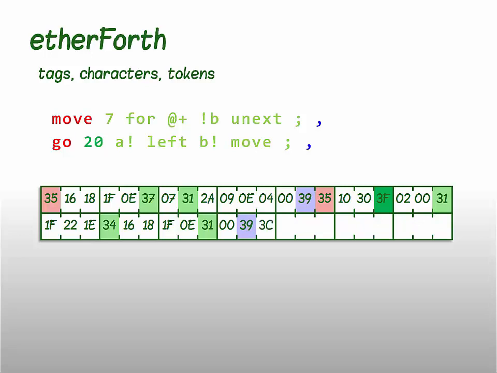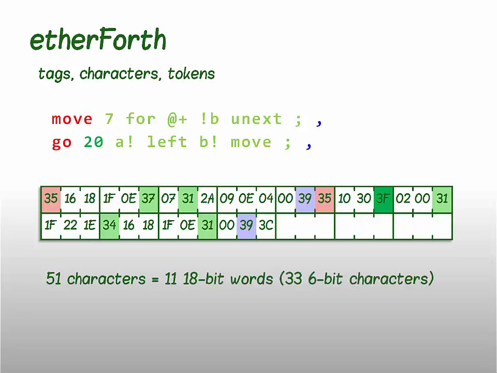In the two lines of source we have 51 characters, including spaces between words. To store this text in the display buffer, we used only 11 words. This is 33 6-bit characters. This shows that the encoding scheme designed by Chuck is really very space efficient.